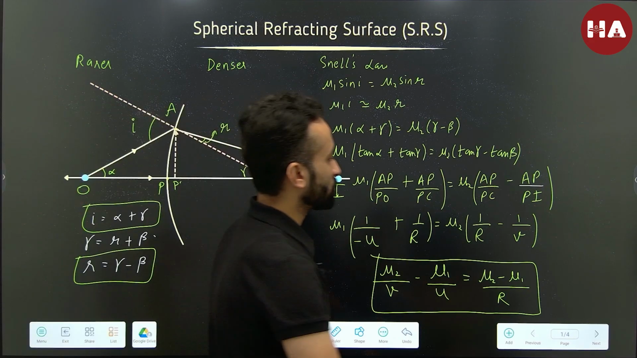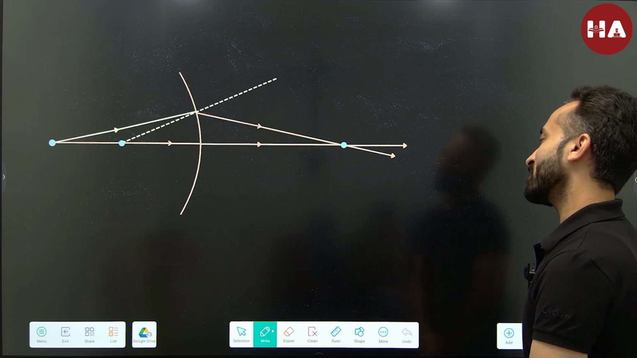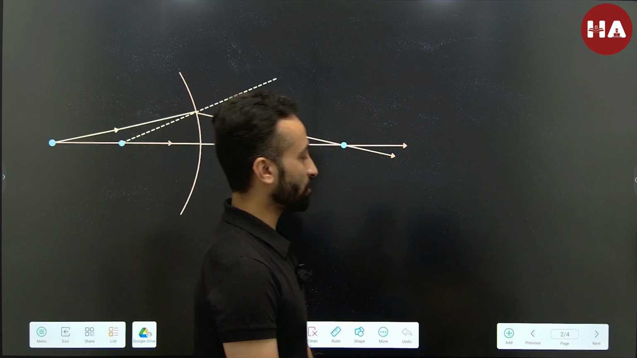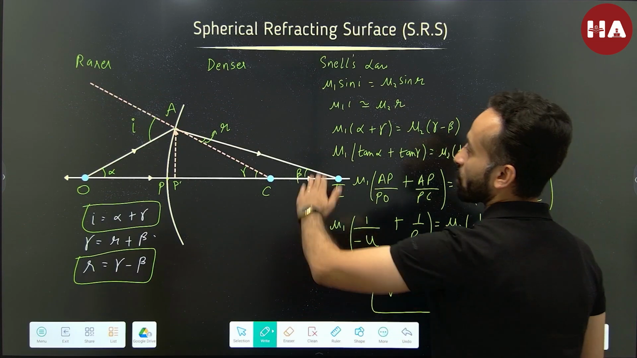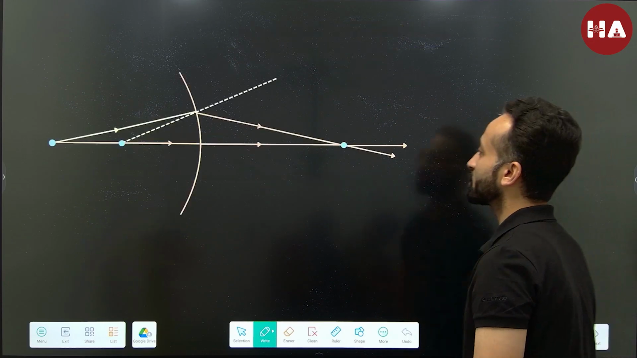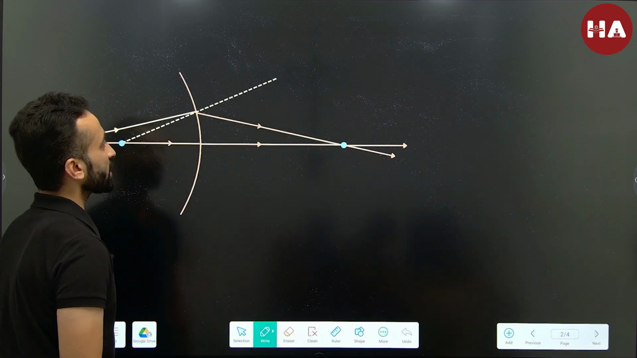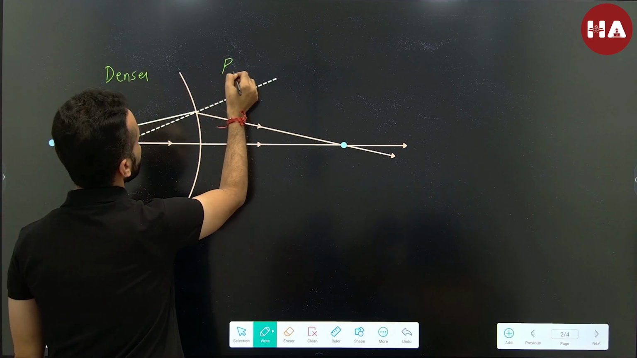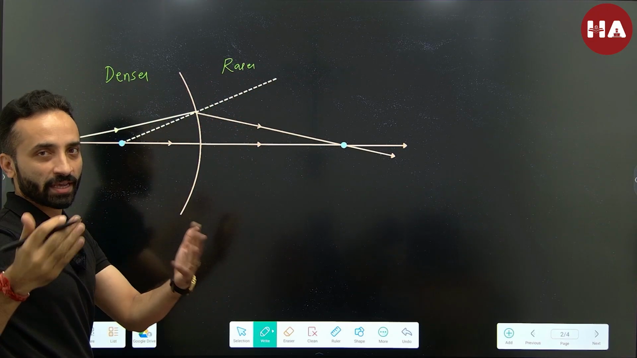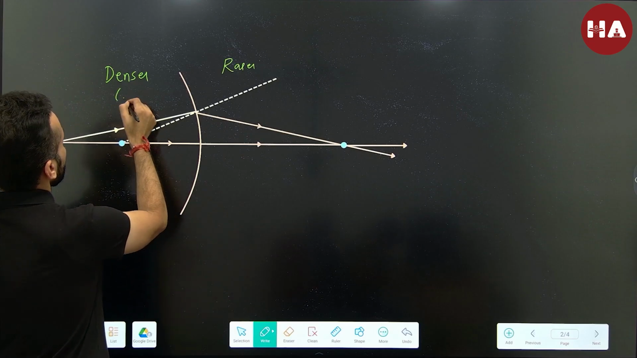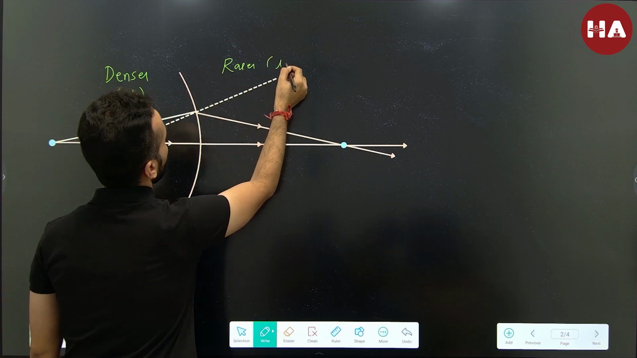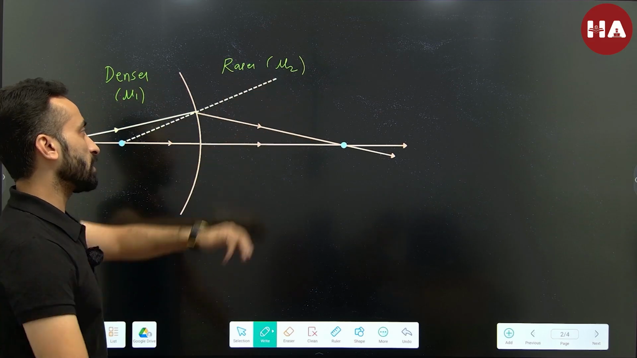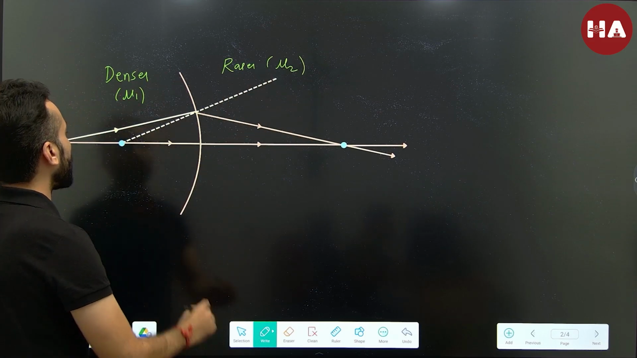All right, so now let's take another example. Now this is a concave surface. So this one was a convex surface, and now this is a concave surface. I'm assuming that light is going from denser to rarer medium. So again the same thing, but the side where the rays are going after refraction, I'm calling it mu2, and this is mu1.